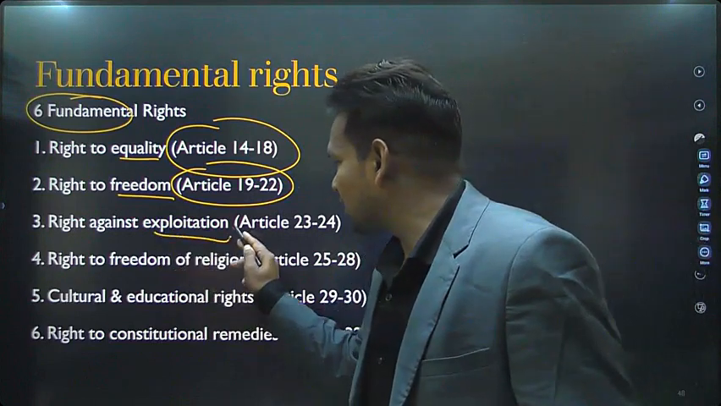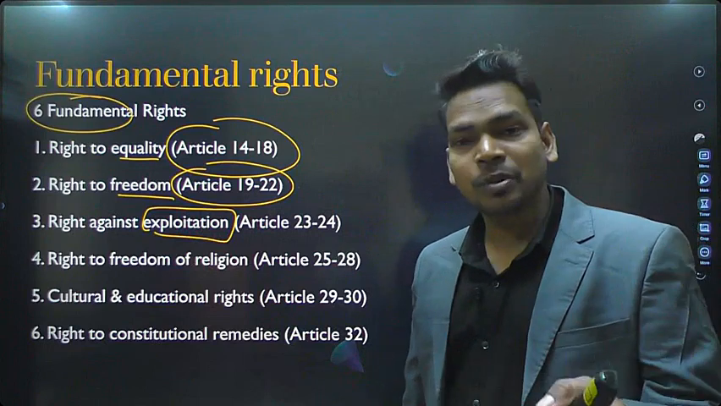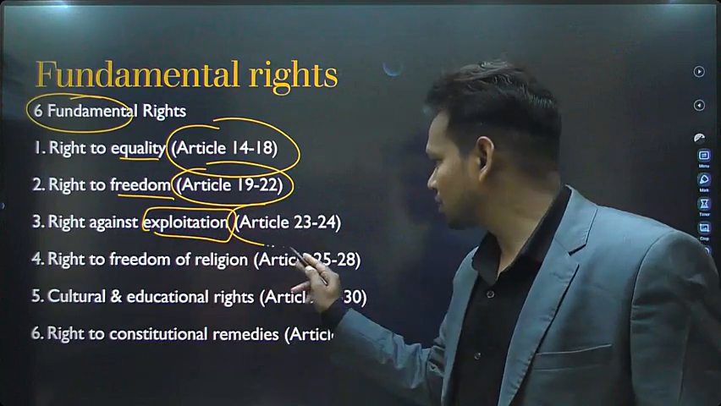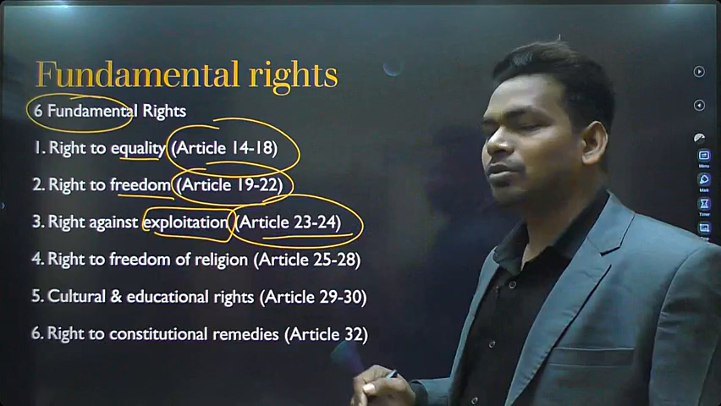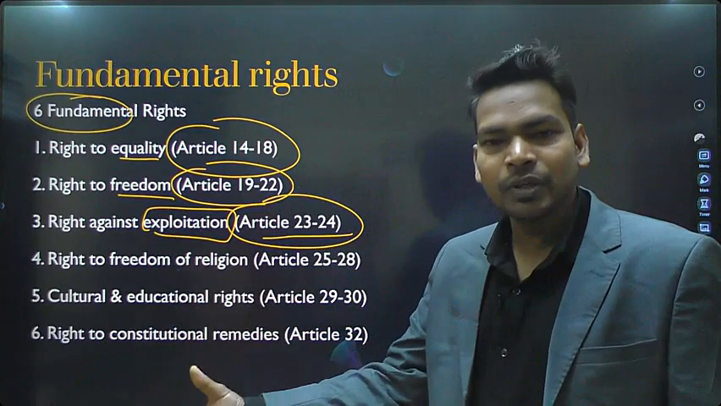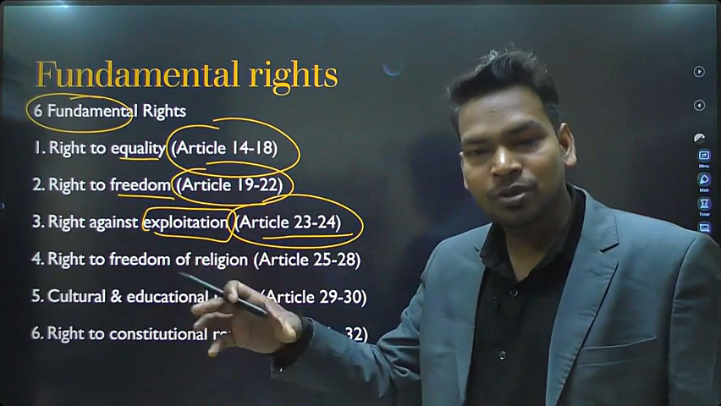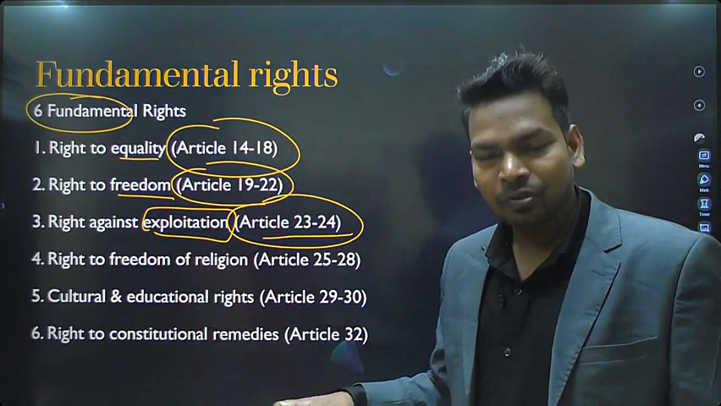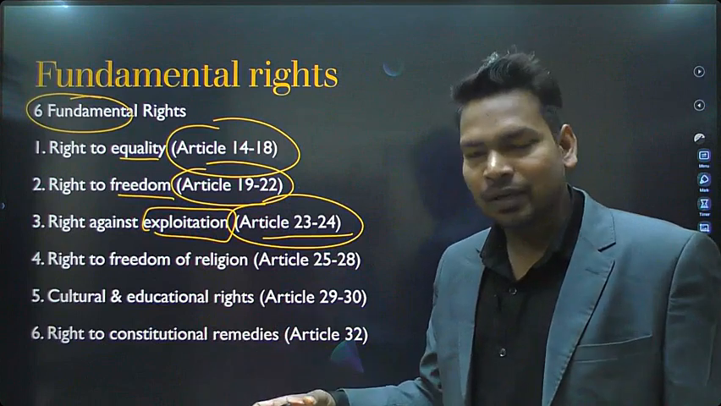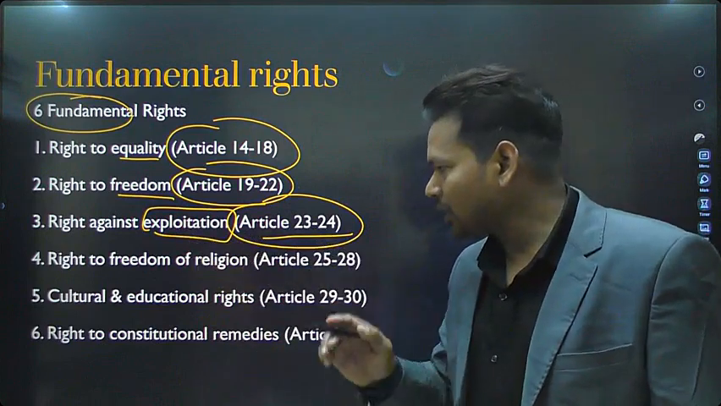Right against exploitation. If anybody is going to exploit you, you have the right to go against that. Articles 23 to 24. Suppose any child below 14 years is going to be misused, and he or she is made to work in hotels or any factories. Definitely, that comes under exploitation.